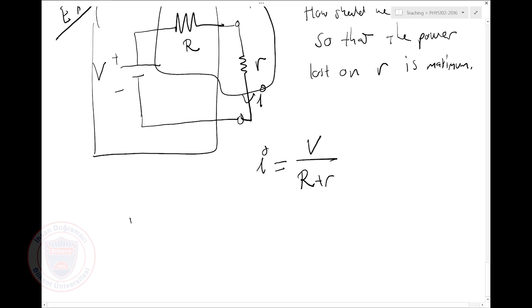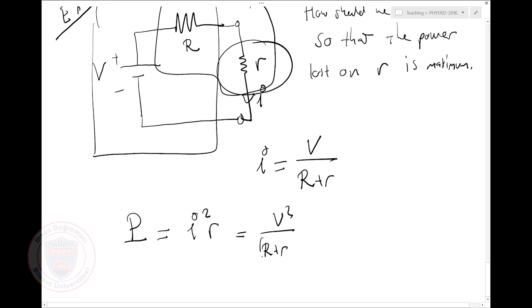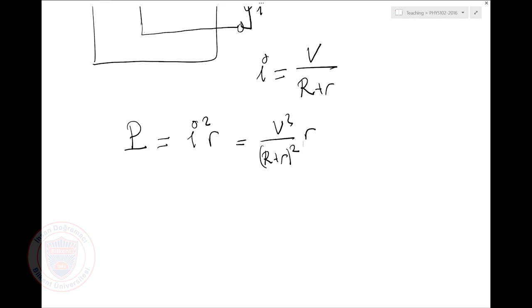So what is the power on just the small resistance, just my heater in my room? It will be I square times r. So it will be V square over (R plus r) square times r. Now, how do I maximize this power?